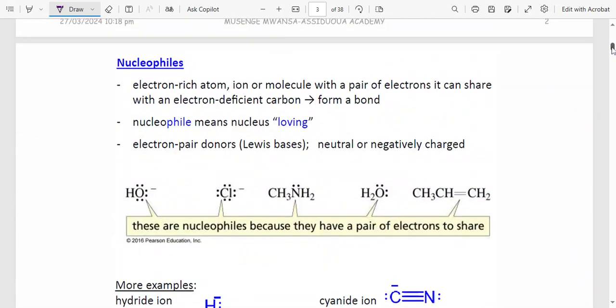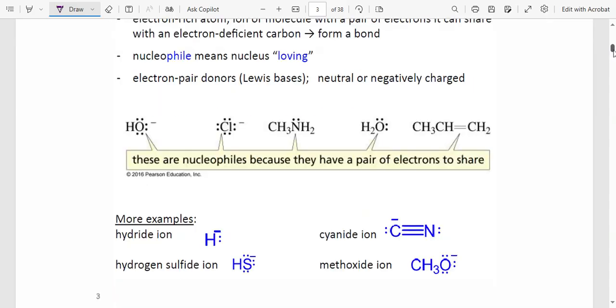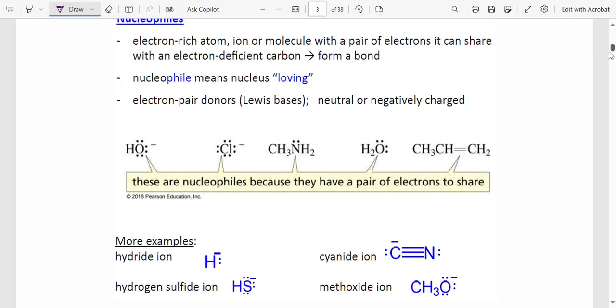Okay, so I've already mentioned how nucleophiles either have got a negative charge or they have got lone pairs of electrons. For example, hydroxide has got three lone pairs of electrons. It has a negative charge. Chloride ion, you also have this one. Water is also a nucleophile. Even a double bond acts as a nucleophile because there are some electrons there that can attack another compound.